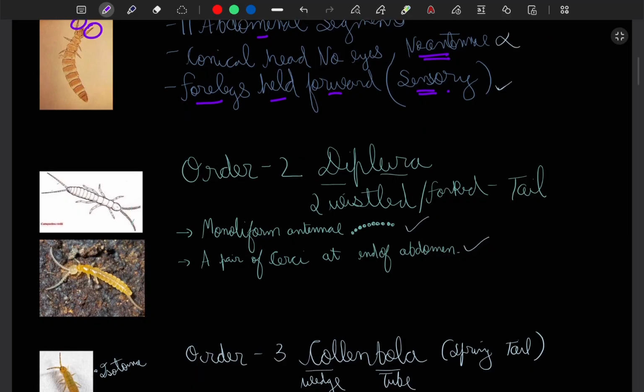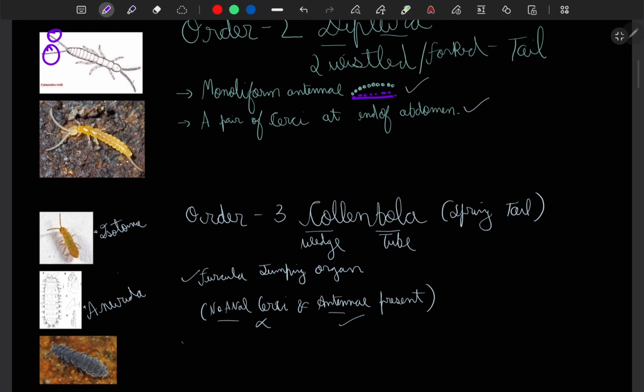The second order would be Diplura. Now Diplura has two-pronged fork tail. As you can see, these are fork tails and moniliform antennae. Moniliform antennae are seen in this form. They are beaded and segmented. A pair of cerci at the end of the abdomen is also observed, as I have shown in the image.